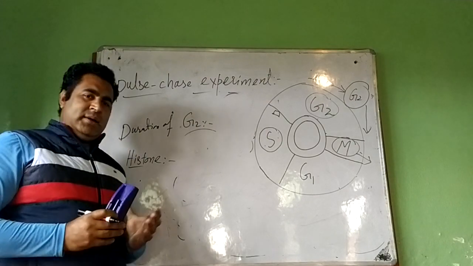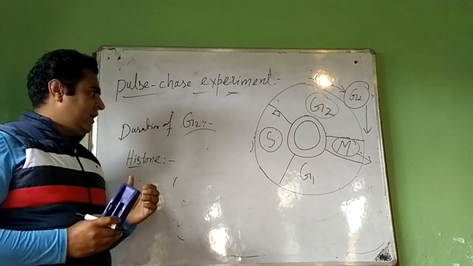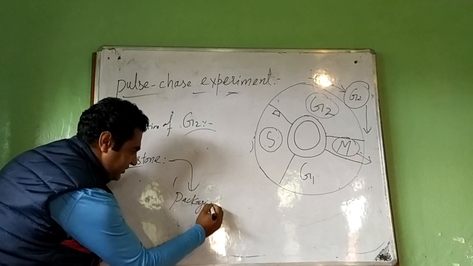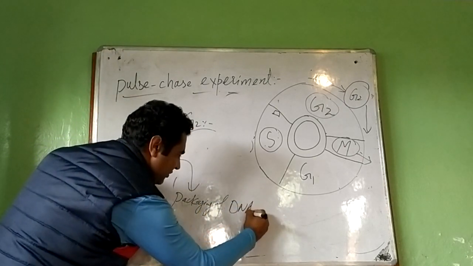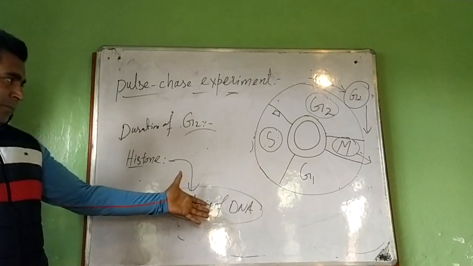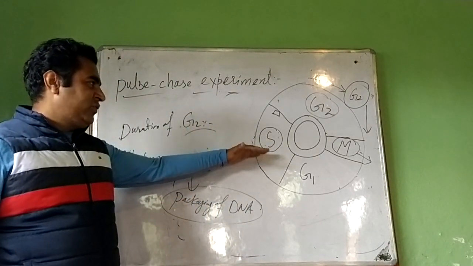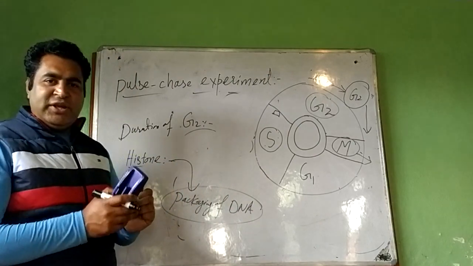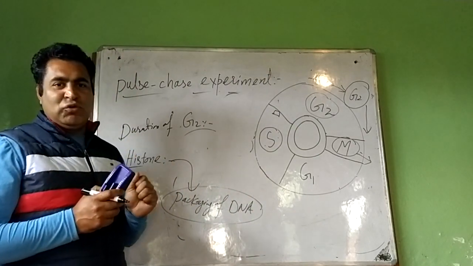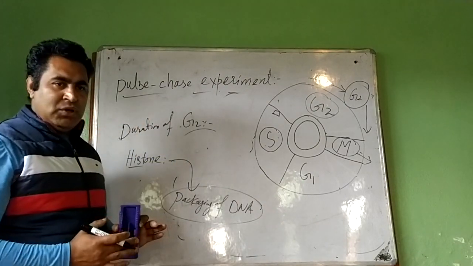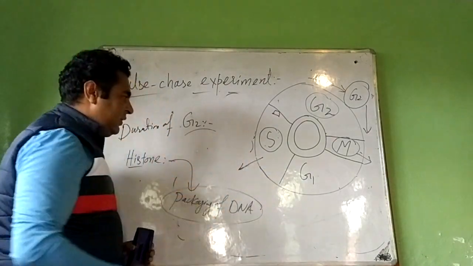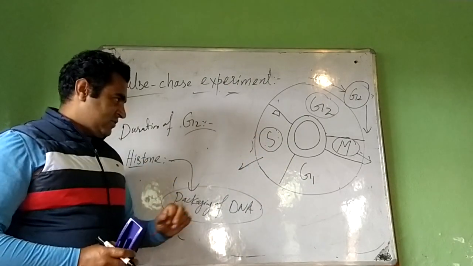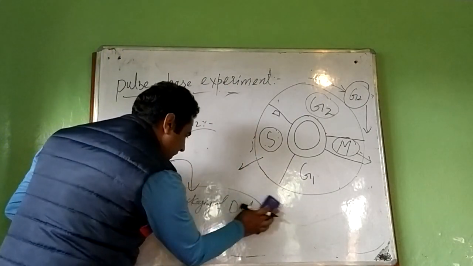You may recall from your knowledge of molecular biology that histones help in packaging DNA, or genetic material. So the histones which are synthesized during this phase will help in packaging the DNA so that in mitosis we have well packed DNA and we can take the sister chromatids to the opposite poles of the cell. So one more thing happening during S phase is that we have synthesis of histones.